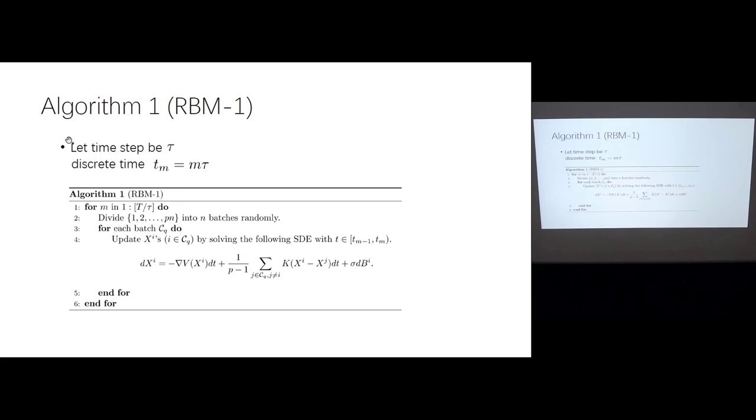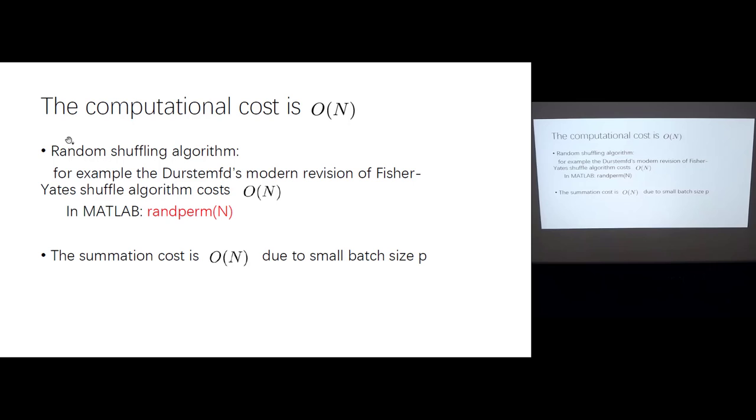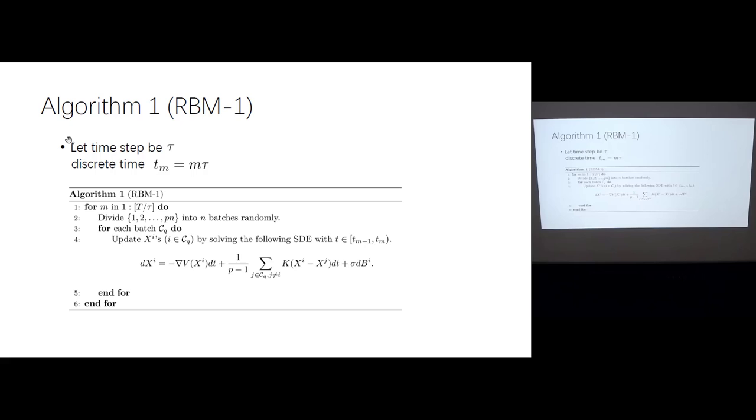And it's O(n). The first step, a random reshuffling, is O(n). There's already an algorithm developed in the 70s. And if you use MATLAB, it's something called a random permutation. Just call that code. This operation is O(n). Of course, the next step is O(n) because you add only p terms here. p can be 2, 3, 4. It's O(1). So overall cost per time step is O(n).